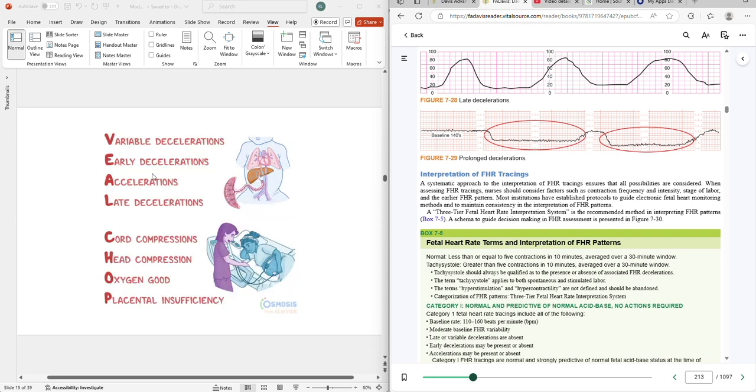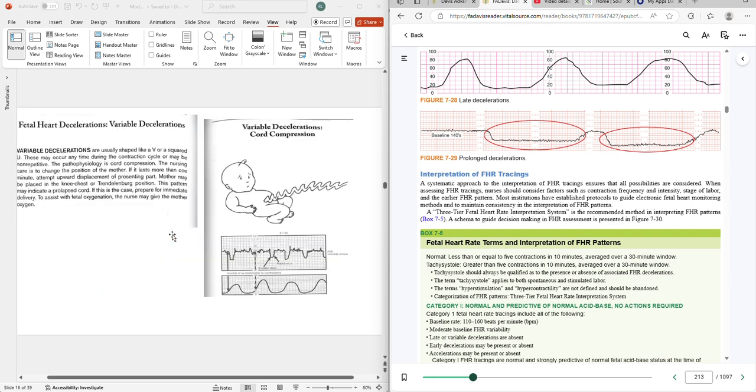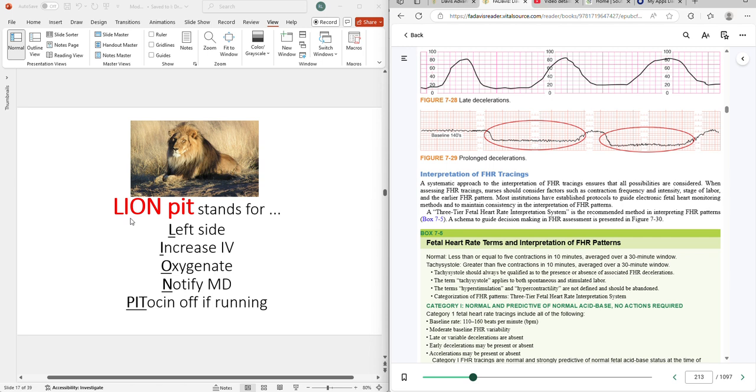So this is a sheet I'm going to give you to line up, and then I have one that says LIPIT. So when you have decels that you don't like, that don't look good on the monitor, you're going to do the LIPIT. That's left side, increase the IV fluids, oxygenate, notify the MD, and turn your Pitocin off. Okay? I had a student tell me that he remembered this on boards. He had a question about what to do, and he remembered the LIPIT. He used it. So you may see a board question on your NCLEX that's regarding this. So please take note of VEAL CHOP and LIPIT. Okay? All right.